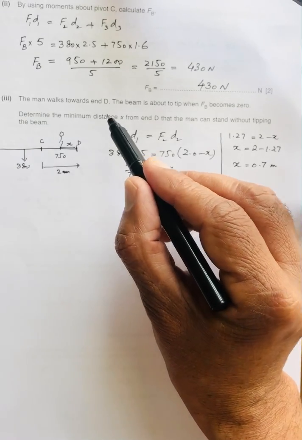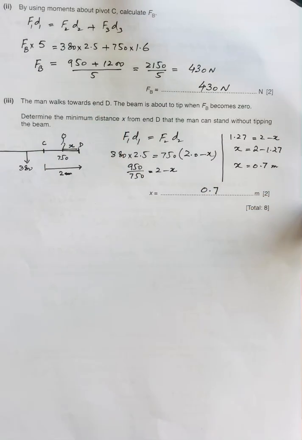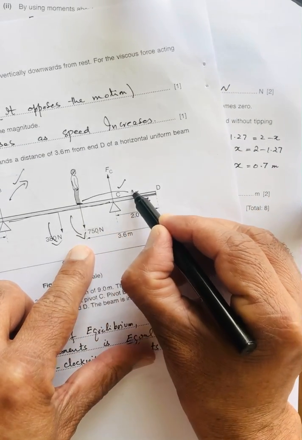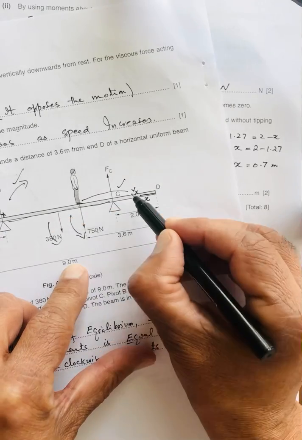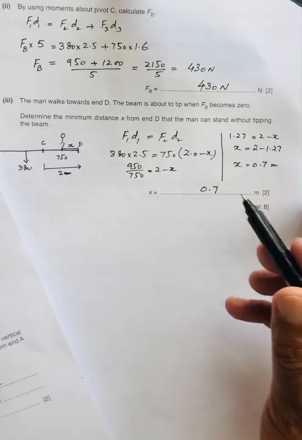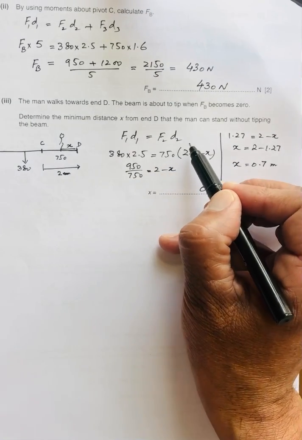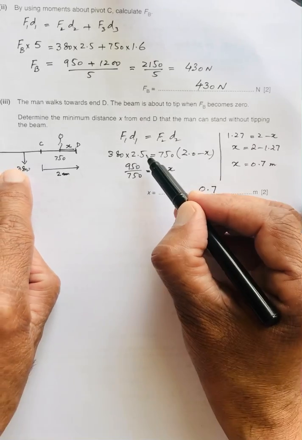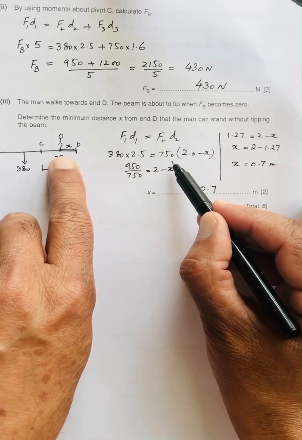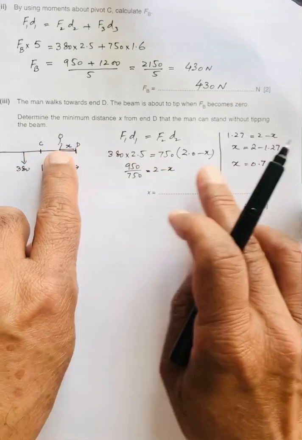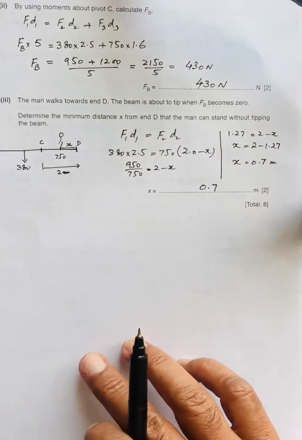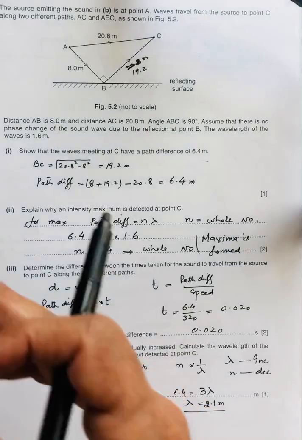Then the man walks towards the end. The beam is about to tip when FB becomes 0. Definitely when this person moves to this point, this force becomes 0. So this force is acting in this direction and a single force is acting. So two forces only. So F1 D1, F2 D2. F1 is 380. Multiply its distance from the C, 2.5, and this man's weight 750 and its distance 2 minus X. So it becomes 950 or 750, 2 minus X. So X becomes 0.7 meter.